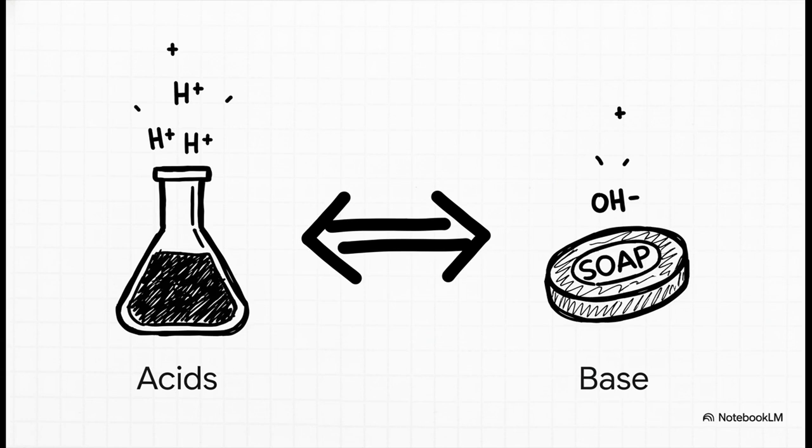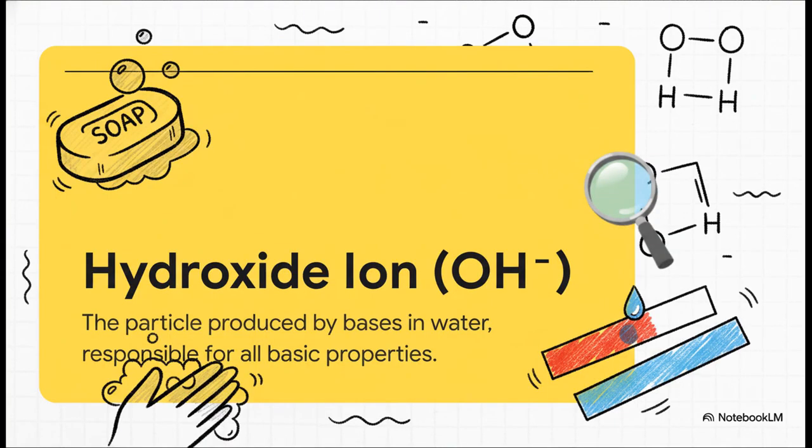Now, what about bases? Does the same logic apply to them? Well, the answer is yes, it does. You see, just like acids produce hydrogen ions in water, bases produce a different ion. They produce the hydroxide ion, which we write as OH-, and it is this hydroxide ion that is responsible for all the common properties of bases, like their soapy feel.